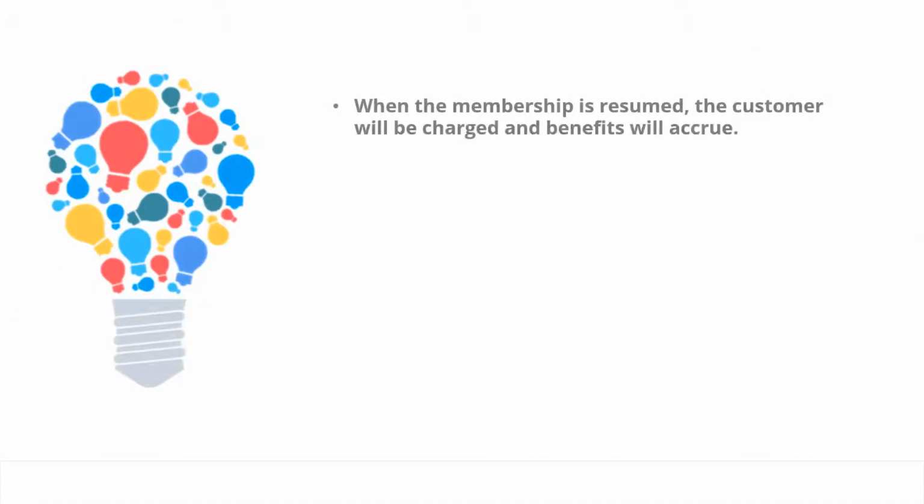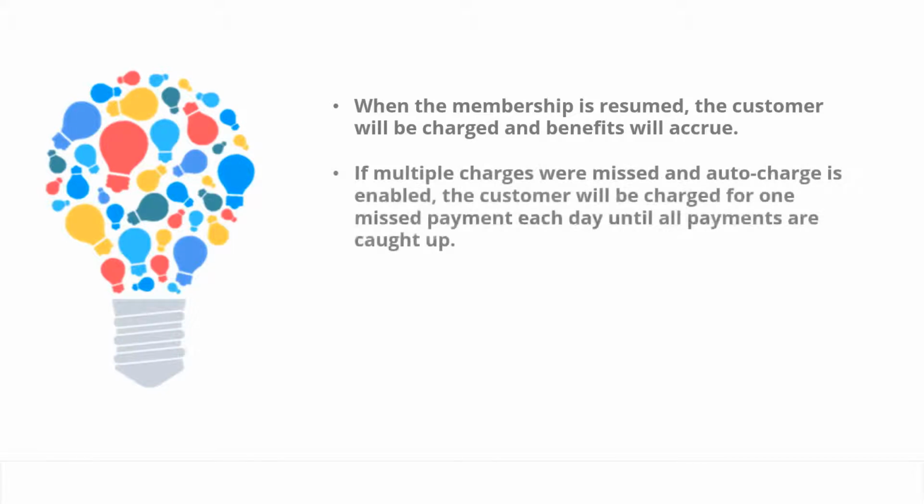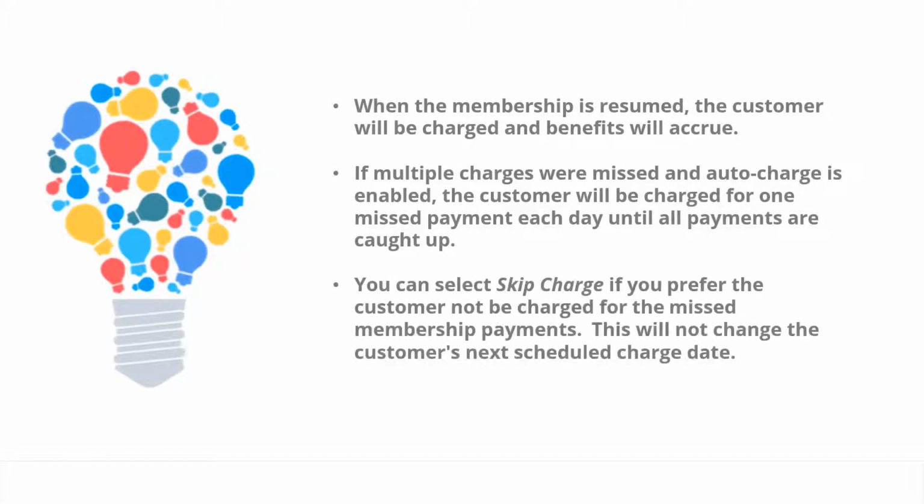When the membership is resumed, the customer will be charged and benefits will accrue. If multiple charges were missed and auto charge is enabled, the customer will be charged for one missed payment each day until all payments are made. You can select skip charge if you prefer the customer not be charged for the missed membership payments. This will not change the customer's next scheduled charge date.